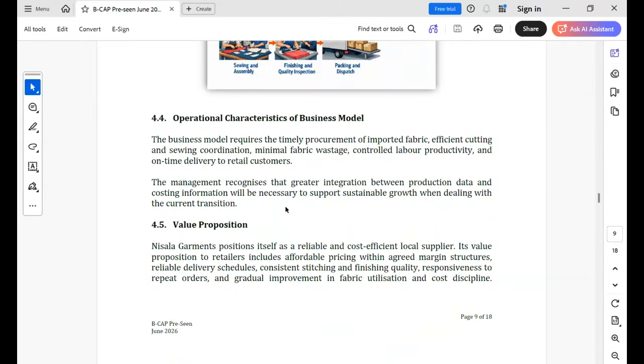Then the operational characteristics. The business model requires timely procurement of imported fabric, efficient cutting and sewing coordination, minimal fabric wastage, controlled labor productivity, and on-time delivery. So these are the basic things. The management recognizes that greater integration between production data and costing information will be necessary to support sustainable growth during the current transition. So that's why I told you there must be a very strong MIS system in place.